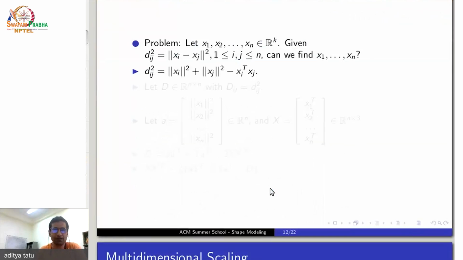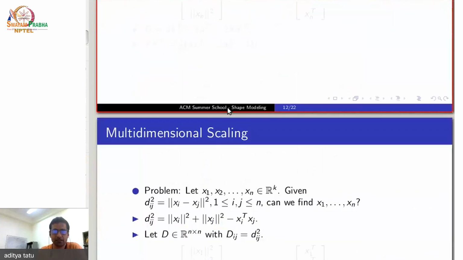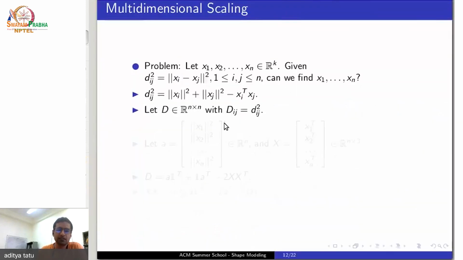Now I won't be able to avoid equations anymore, even if I like. So here they are. Straight line distances between xi and xj. The squared straight line distance can be written in this way. Agreed? This should be familiar to all. I'm just opening out this square, that's all. Then let us capture the squared distances in an n by n matrix called D.